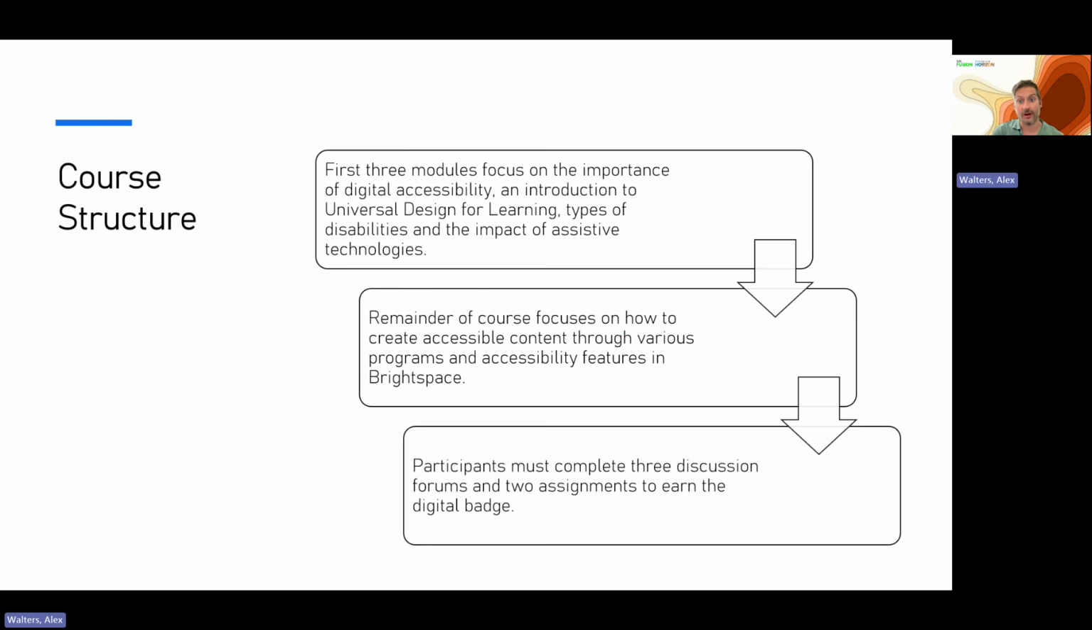So let's talk about the course structure. It's really structured into two phases. First, the why, including understanding the need for accessible content, how it impacts learners, and assistive technologies that can be used to support this. And then we move to the how. So we focus on actually creating accessible content using tools like Brightspace. So participants do have things to complete in this course. They complete discussions and applied assignments, and that ultimately allows them to earn that official MUSC badge.